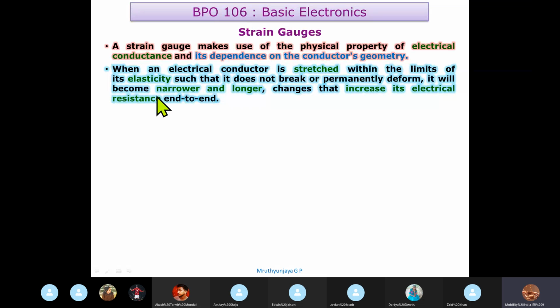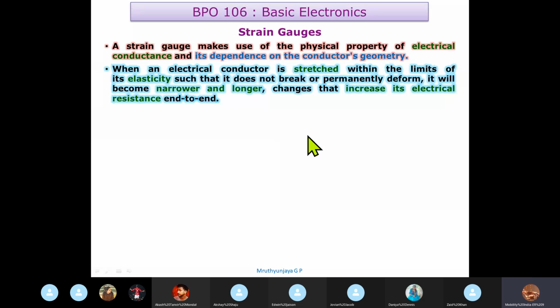When an electrical conductor is stretched within the limits of its elasticity, such that it does not break or permanently deform, that is, doesn't reach its plastic limits, it will become narrower and longer. When we stretch the conductor, it becomes narrower and longer, as you can probably relate to our video when we discussed the tensile test. These changes increase its electrical resistance end to end. It becomes narrower and longer, and that results in an increase in resistance.